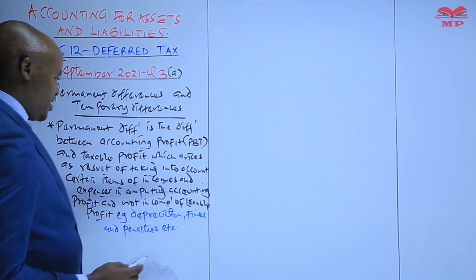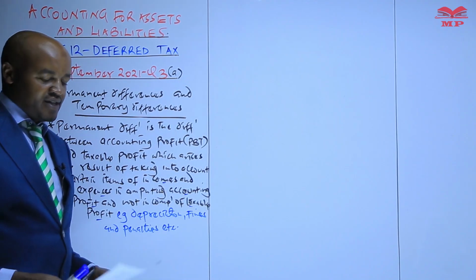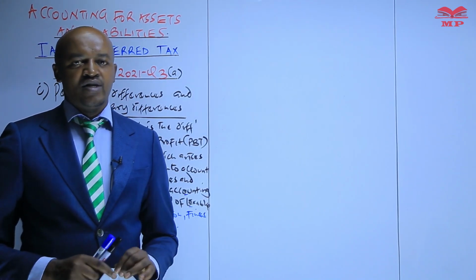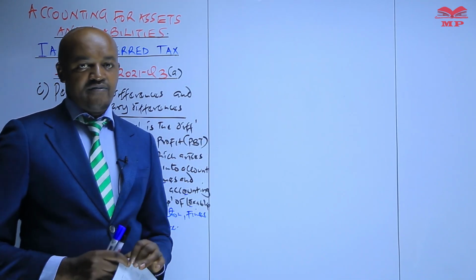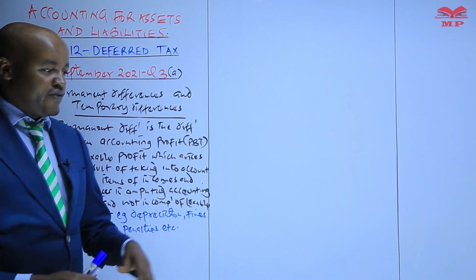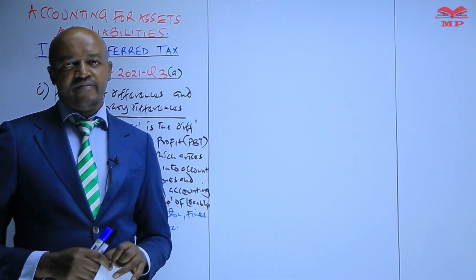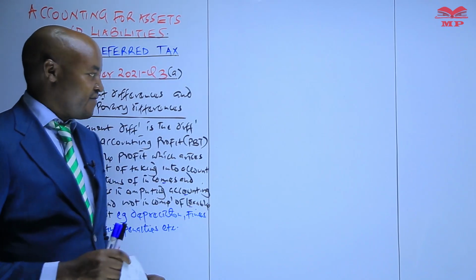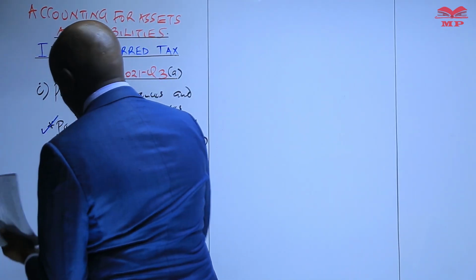Therefore, what we say is that this permanent difference is basically a difference between accounting profit and taxable profit which only arises in a certain accounting period, but that difference does not reverse in the future. This difference is totally ignored for the purpose of computing the deferred tax. In other words, this difference does not give rise to the deferred tax. That is the first thing a candidate was expected to do.